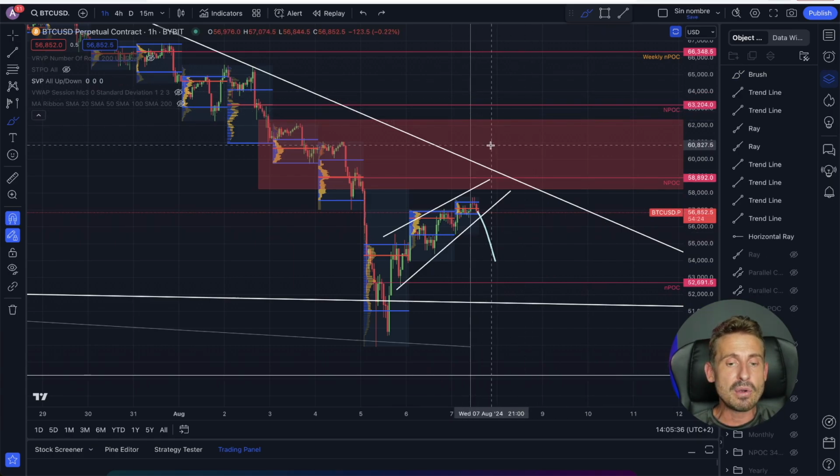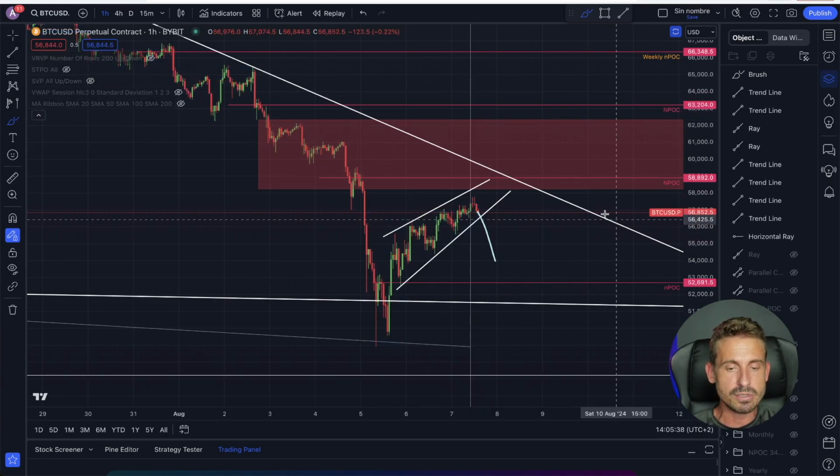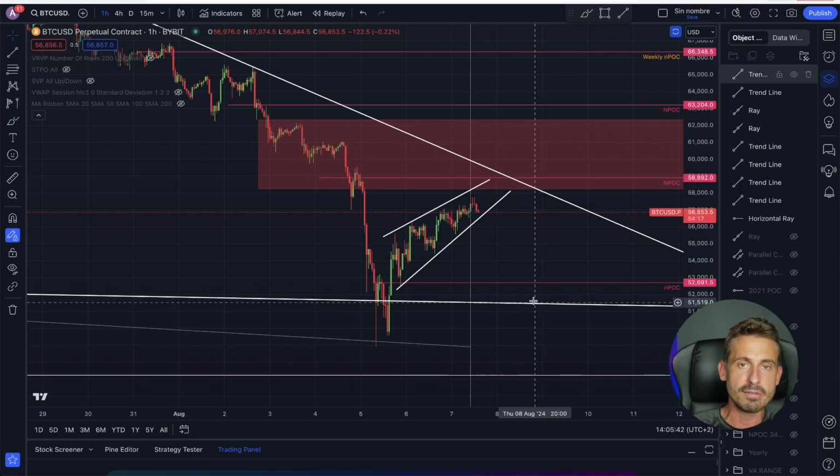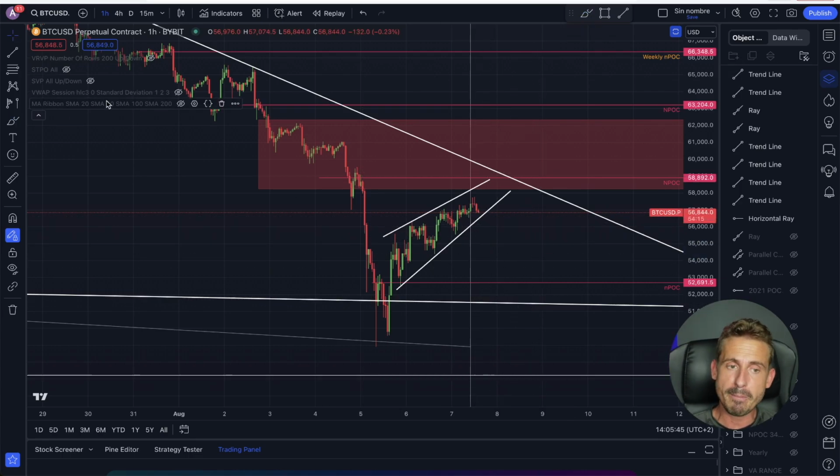That is basically it on the Bitcoin technical analysis, guys. Major levels here to take into consideration. I'm sitting on my hands and waiting for those levels to be hit to get into the highest probability trading setup.